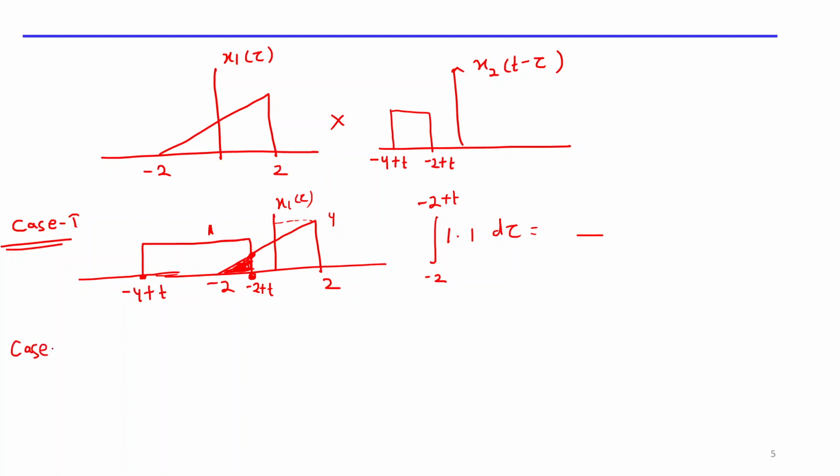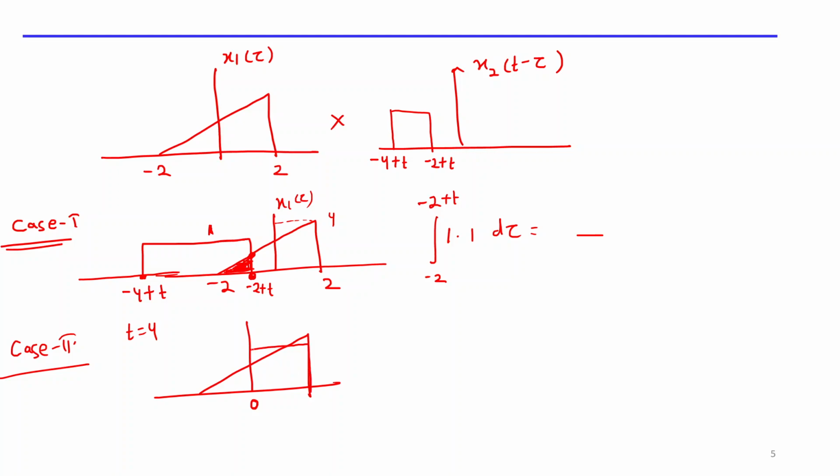Case 2: sometimes this signal is fixed, I am not changing that signal, but the t value is greater than some value, let's say greater than 4. Let's say t equals 4. When t equals 4, the signal will be from 0, because minus 4 plus 4 is 0, to minus 2 plus 4, which is 2. So the signal is now from 0 to 2, with amplitude 1.